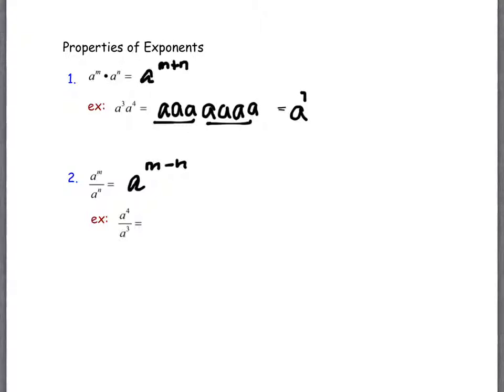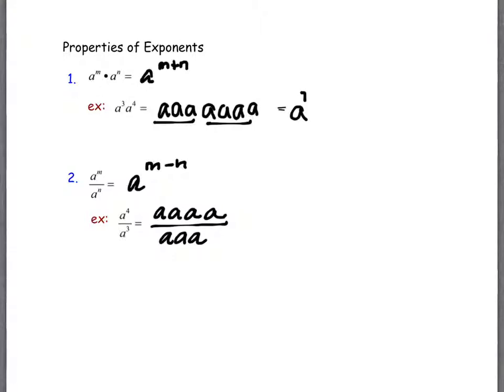So if this is subtracting the exponents, we can show why that works by actually taking an example, a to the 4th, which would be 4 a's, over a to the 3rd, which is 3 a's. And what happens?